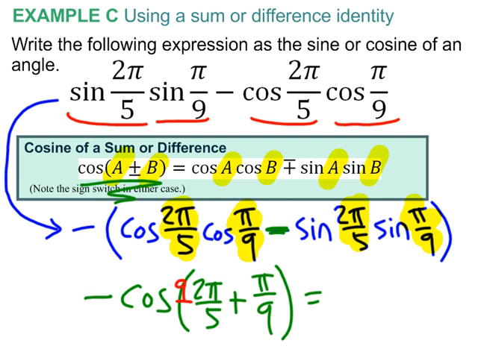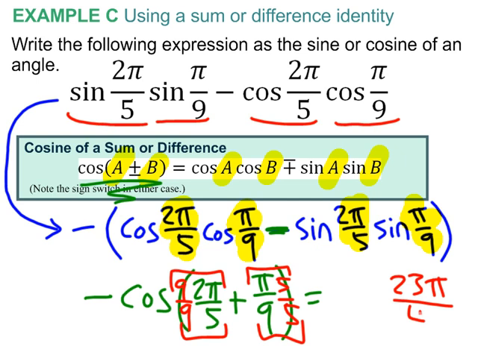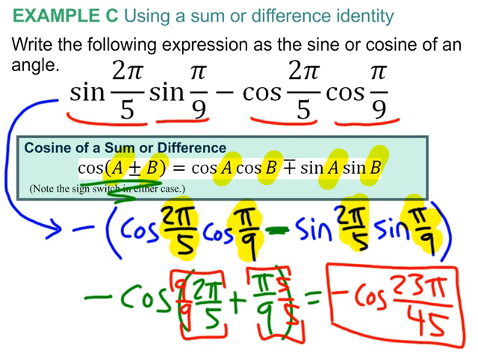And let's do 9 over 9 and 5 over 5, and 2 pi times 9 would give me 18 pi, plus another 5 pi, that would give me 23 pi. The denominator is now 9 times 5 for both of these expressions, so that's 45. And again, we have a negative cosine here. So that would be our final answer there.